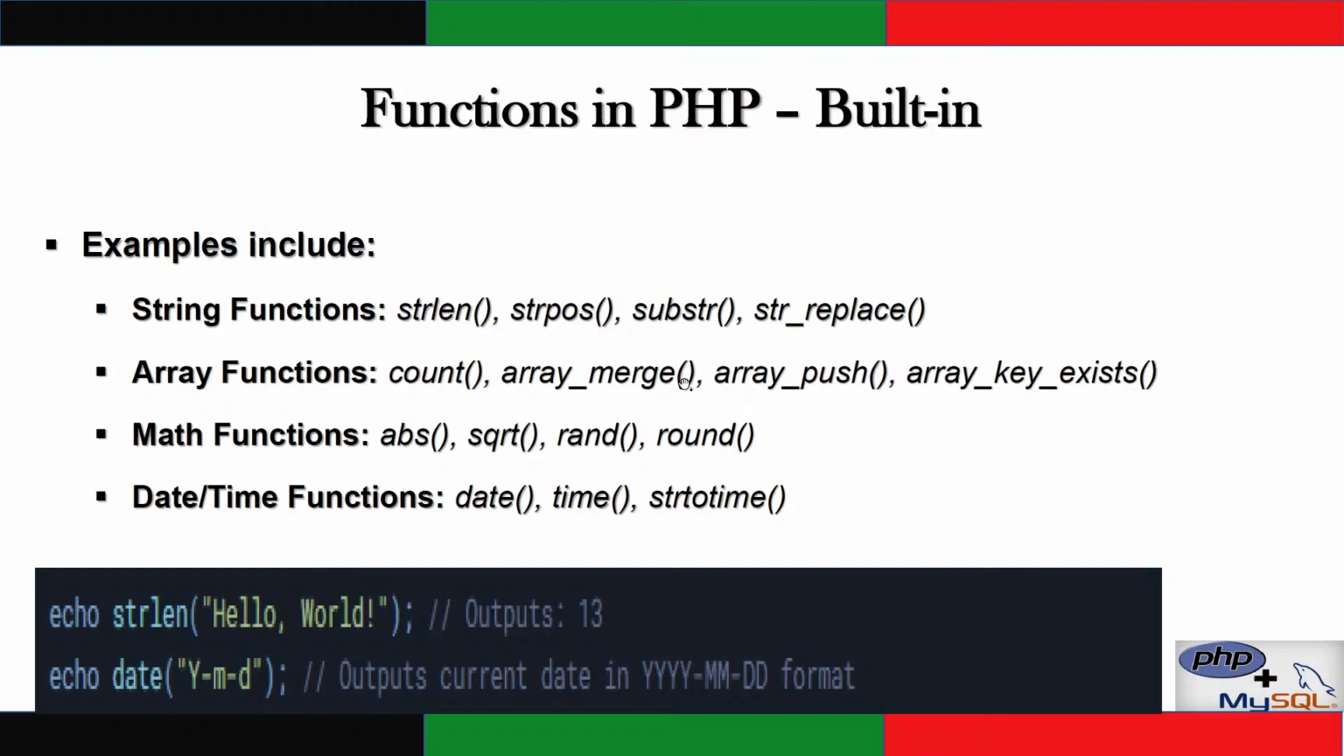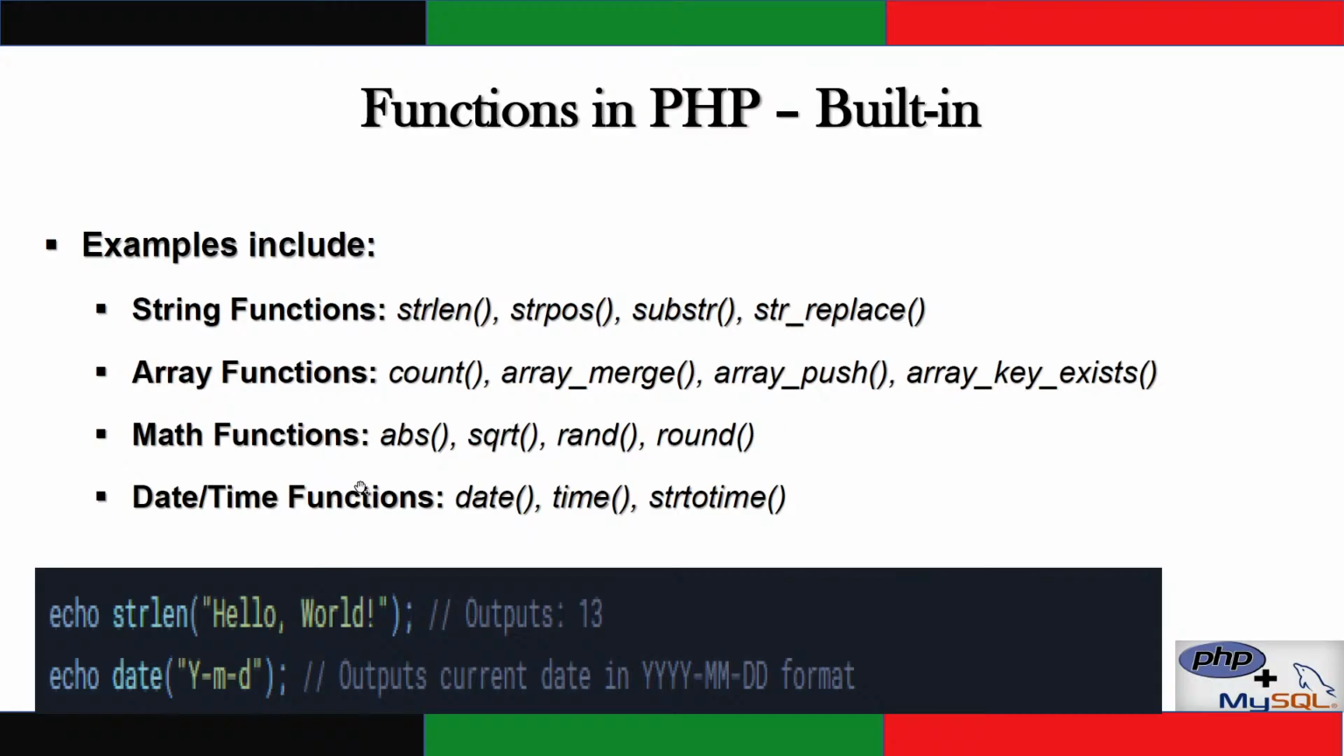Array functions like the counting, the merging of the arrays, the pushing of the arrays. Array count, you want to count the total number of items in your array. Array merging, you want to join two or more arrays together. Array push, you want to add a new item in your array. Array key exists, you want to check if maybe say a particular key exists in your associative arrays.